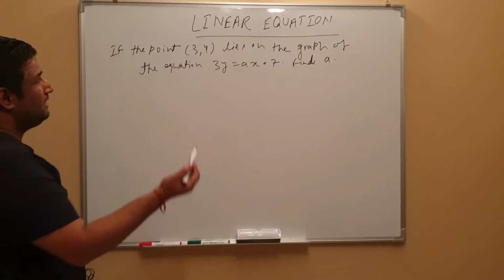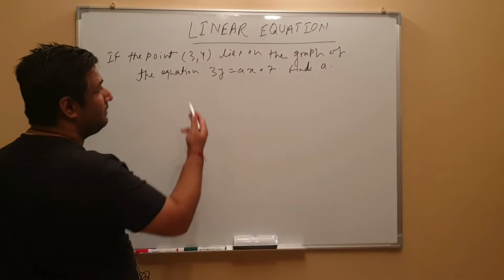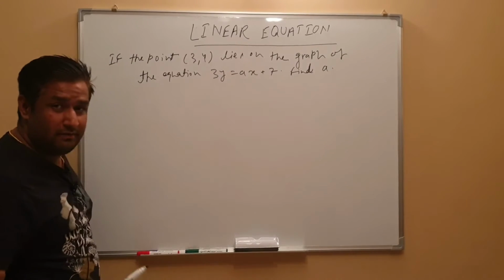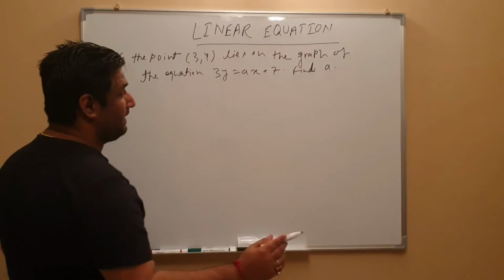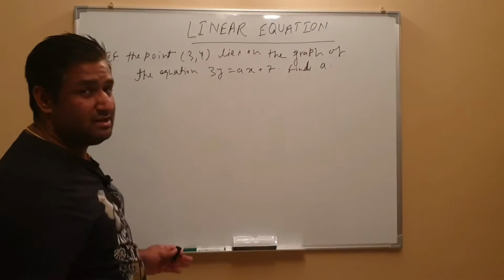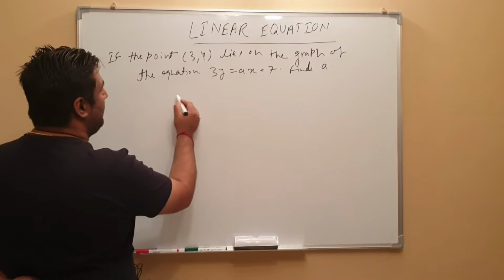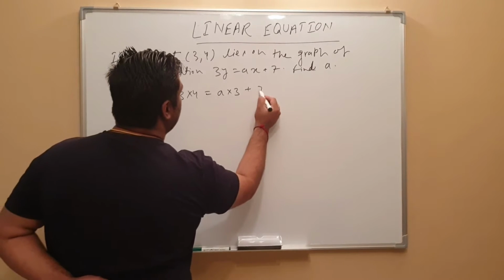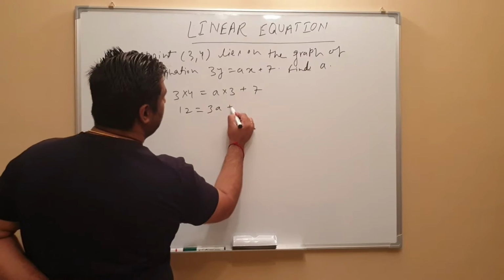So how do we do it? Obviously, in (3, 4), 3 is the value of x and 4 is the value of y. So in place of y we substitute the value of y, and in place of x we substitute the value of x. Nothing else, and then we can simply get the value of a, which is the multiple of x. So 3 times 4 equals a times 3 plus 7. Now 3 times 4 is 12, and a times 3 is 3a, plus 7.